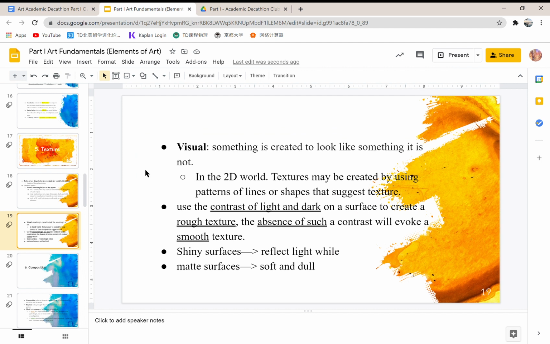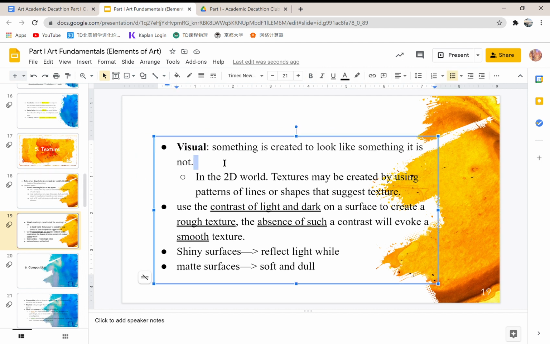Alright, and then the second type of texture is called visual texture. Visual texture is something that is created to look like something it is not. What this means is that in a two-dimensional world, texture may be created by using patterns of lines or shapes that suggest textures. Whenever you're drawing on paper, the paper is two-dimensional, and you intend to draw something that looks three-dimensional on the paper, and that is an example of visual texture.